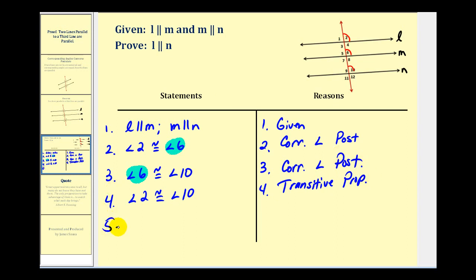And then step 5, if angle 2 is congruent to angle 10, we can conclude that line L is parallel to line N, and this is by the corresponding angle converse postulate.